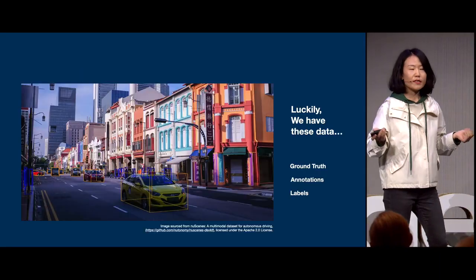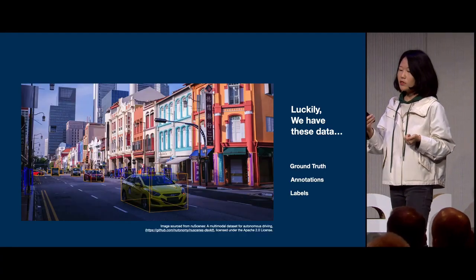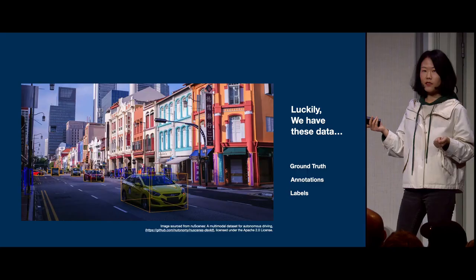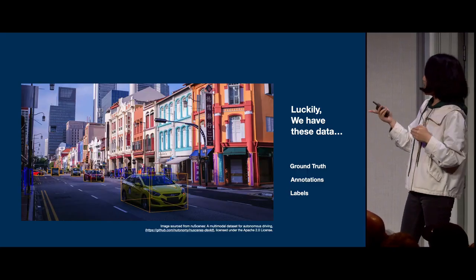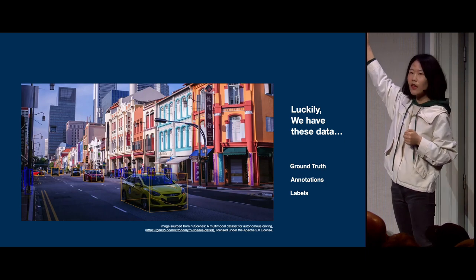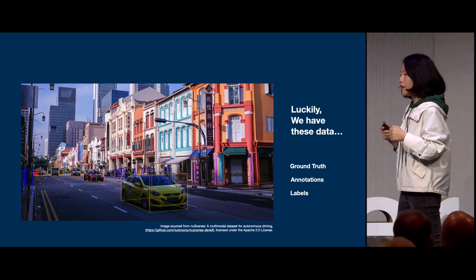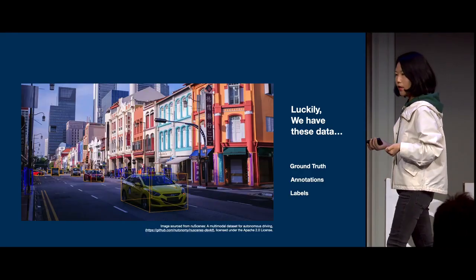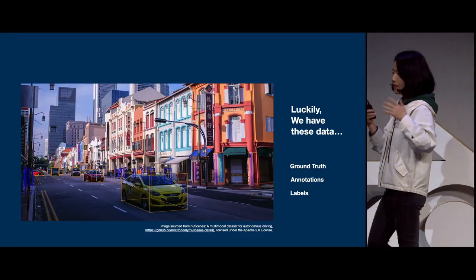Actually, this is very easy, because most autonomous driving datasets or robotics datasets have this. We talk about the 3D annotation, and it contains information about what objects are in the scene, their position, location, rotation, velocity, and other stuff.